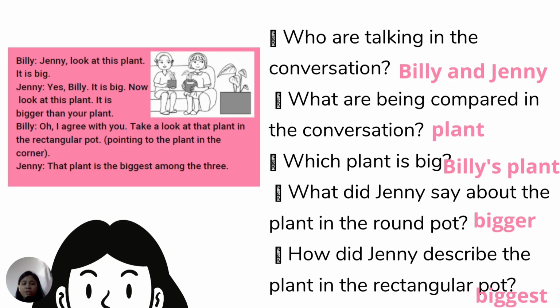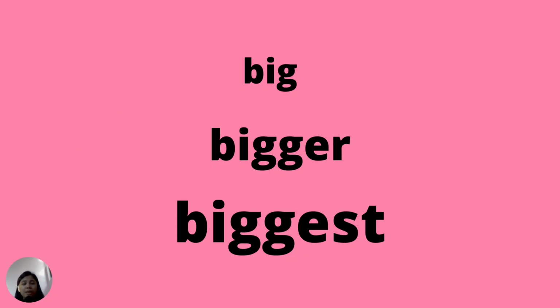Who are talking in the conversation? Billy and Jenny. What are being compared in the conversation? Plants. Which plant is big? Billy's plant. What did Jenny say about the plant in the round pot? Bigger. And how did Jenny describe the plant in the rectangular pot? Biggest. The words big, bigger, and biggest are examples of degrees of comparison of adjectives. Later, we will further discuss what these are all about.